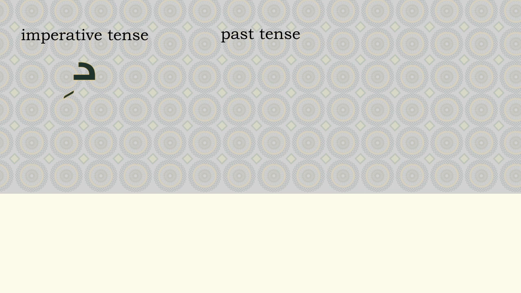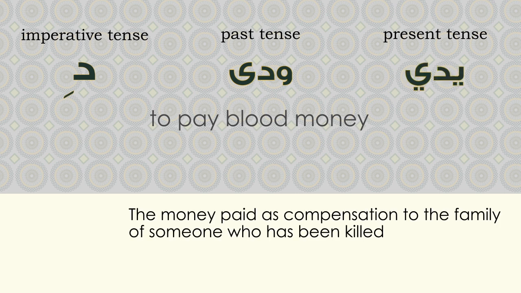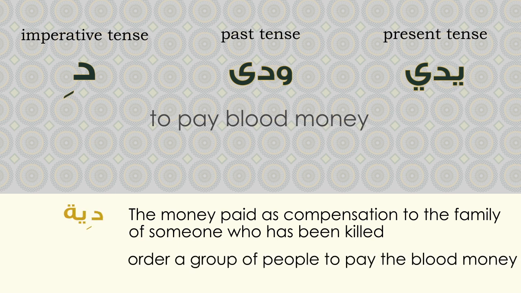Third, di. The past tense of it is wada, meaning to pay blood money. The present tense is yadi. The money paid as compensation to the family of someone who has been killed is called diyah. How to order a group of people to pay the blood money? You say, dul qatil.